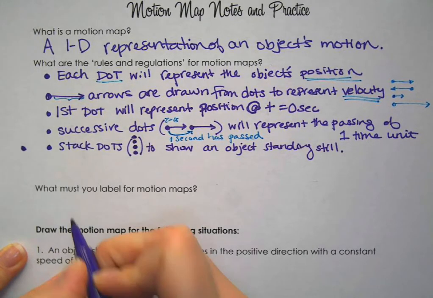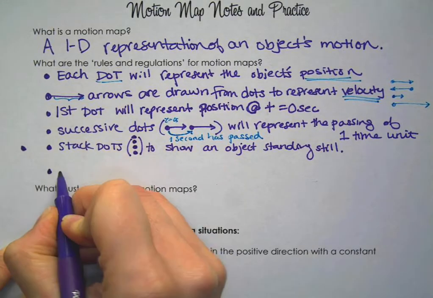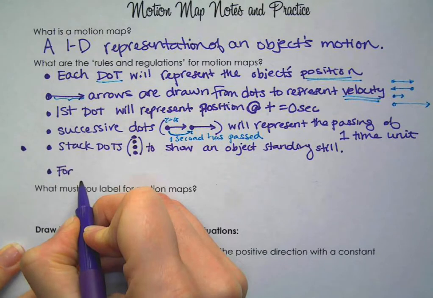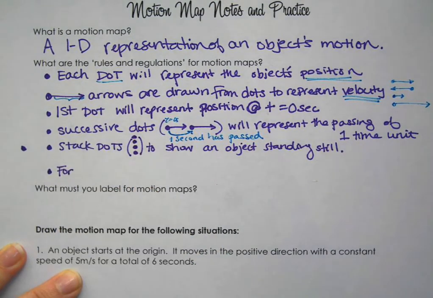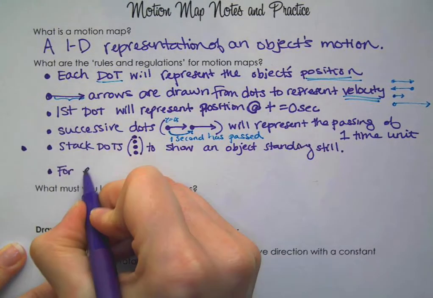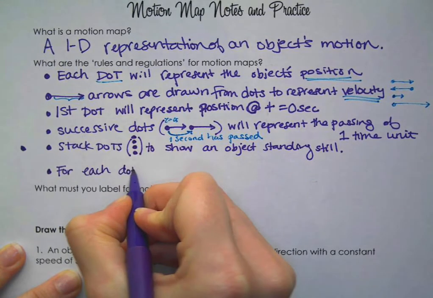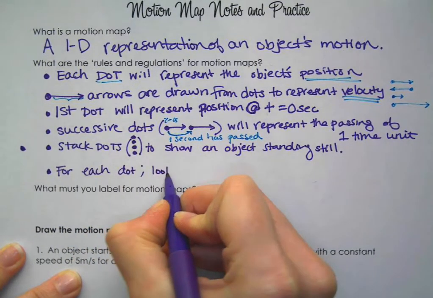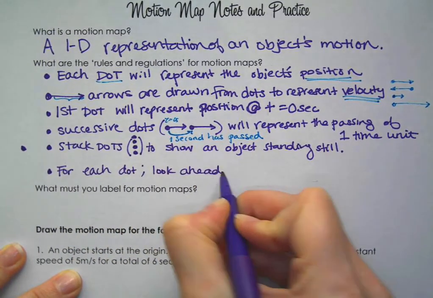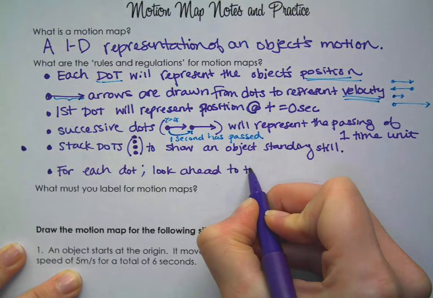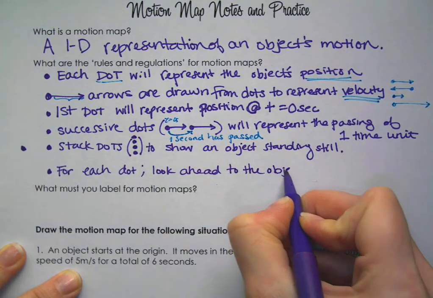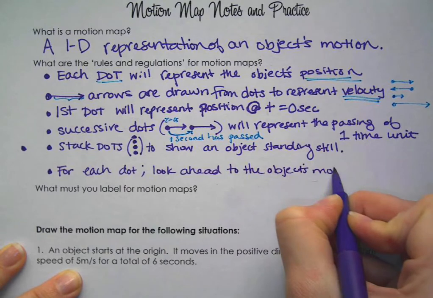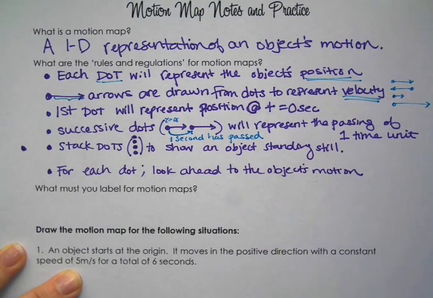All right, and this is kind of a quantifying one, what we'll look at later. For each dot, look ahead to the object's motion. We'll talk about that one in a second.